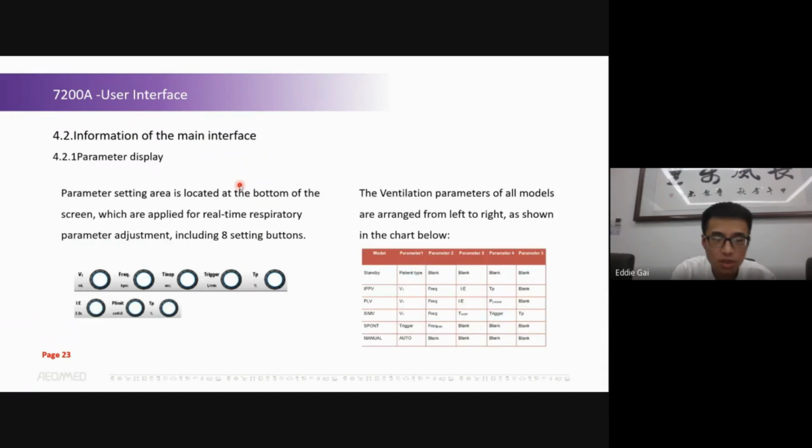Okay, let's get the details. The setting parameters. Each ventilation mode has its independent parameters. You can check, such as IPPV, you can set the tidal volume, frequency, and inspire-expire ratio, T plus, and then PLV, pressure limit ventilation, synchronized intermittent mandatory ventilation, spontaneous ventilation, and manual mode.